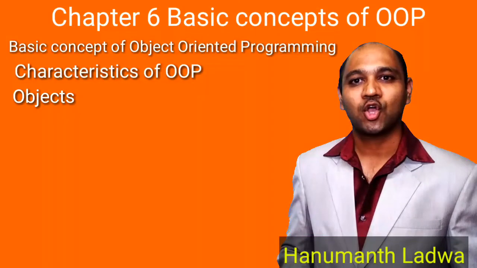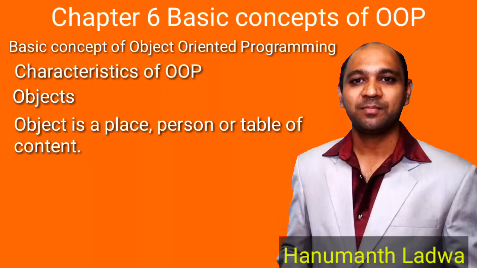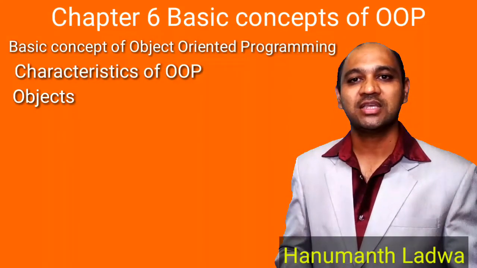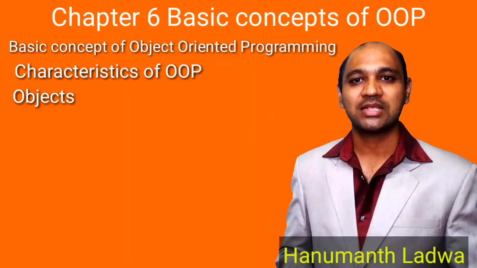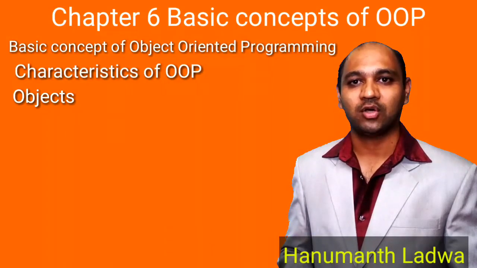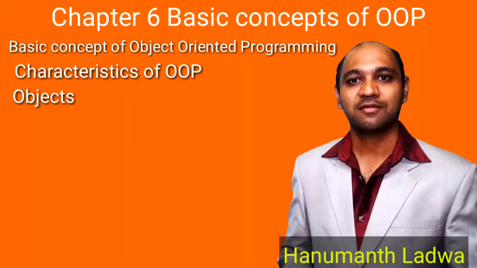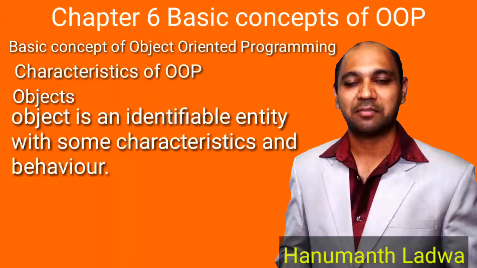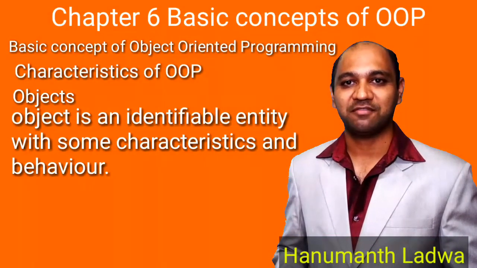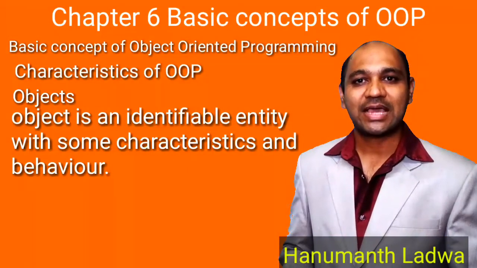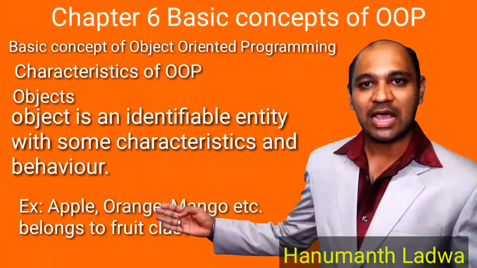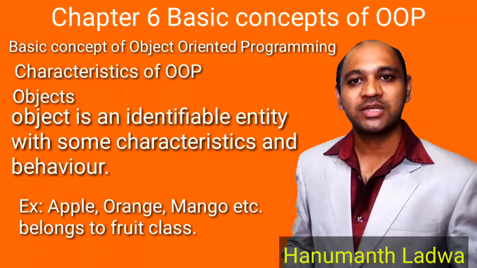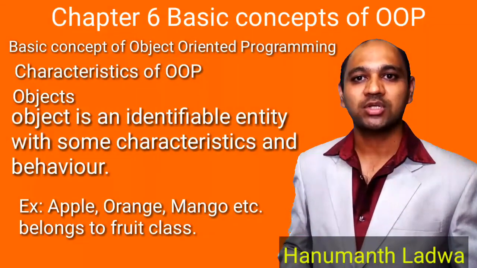What do you mean by object? An object may be a place, a person, or a table of contents. Here an object is composed of the data members as well as the function members that operate on data members. An object is an identifiable entity with a unique name, with some characteristics and behavior. Let us take an example like fruit names: apple, orange, mango, etc. All these are objects that belong to one class called the fruit class.